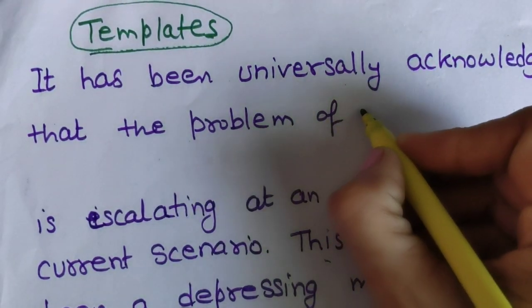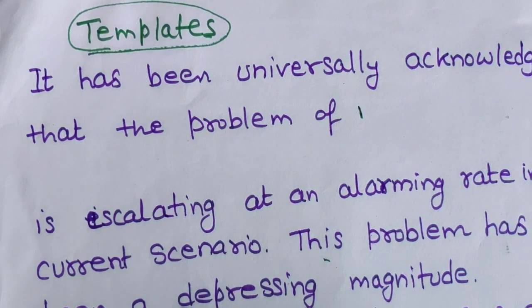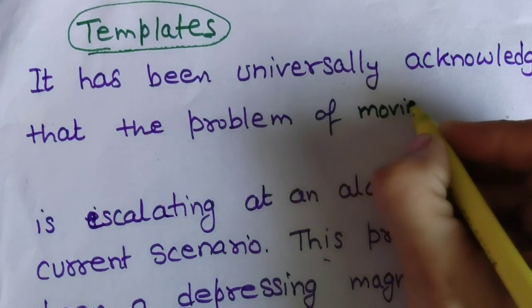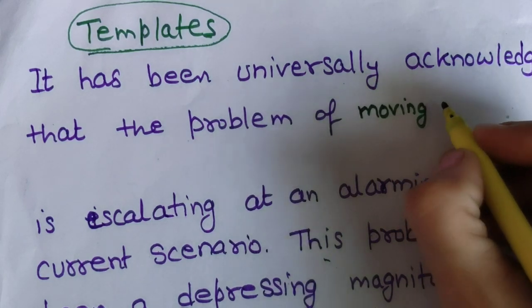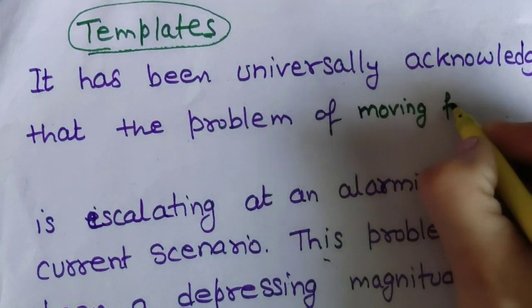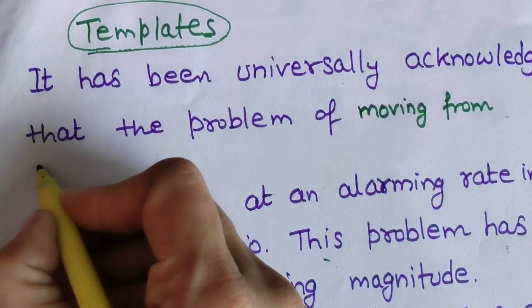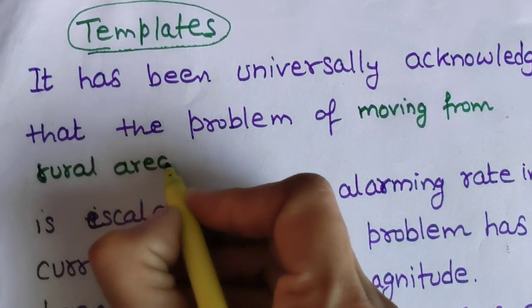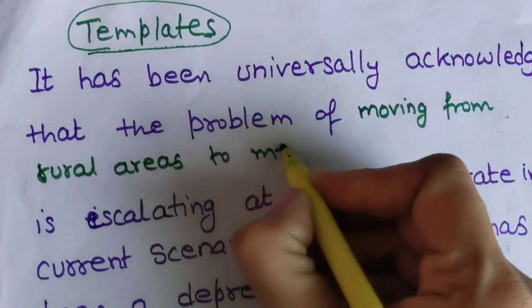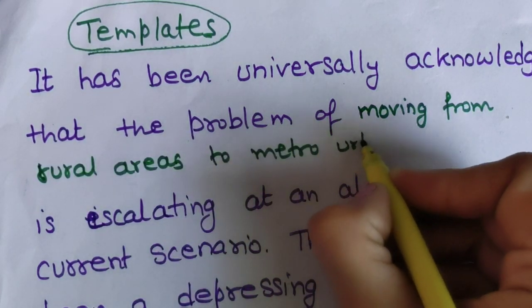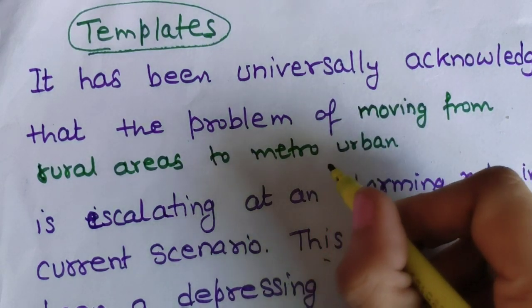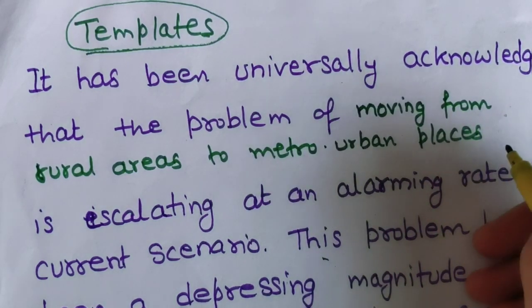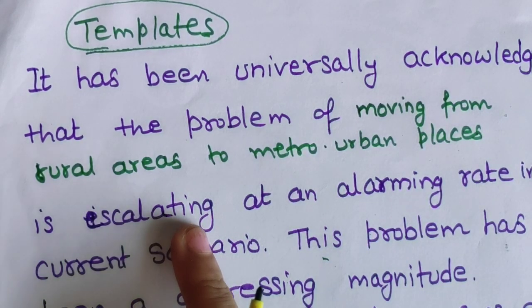The problem of moving, so movement is given, so we can just write problem of moving or migrating, or the problem of migration, moving from rural areas to metro urban places, or you can just write cities also, to urban cities is escalating at an alarming rate.